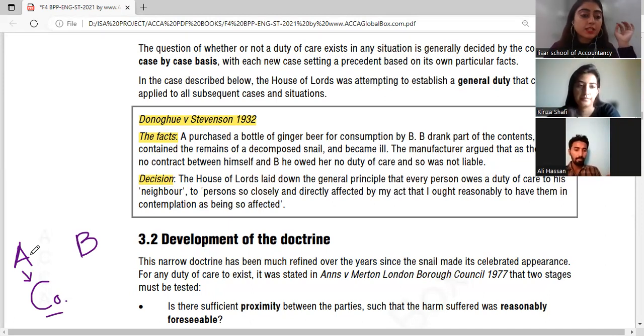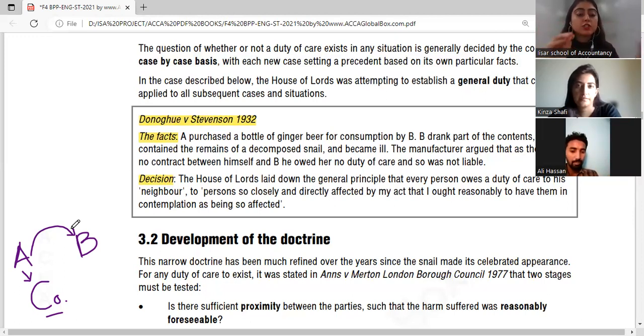What happens? A purchases this bottle and gifts it to B, or maybe brings it for his wife or children or guest at home. B drinks. No, A is a retailer, a shopkeeper. A is the customer, the purchaser, and B is someone of the customer. B can be a guest, a relative, a wife, a child, or any XYZ person. But A has purchased the bottle of beer and B has consumed it. B is the consumer.